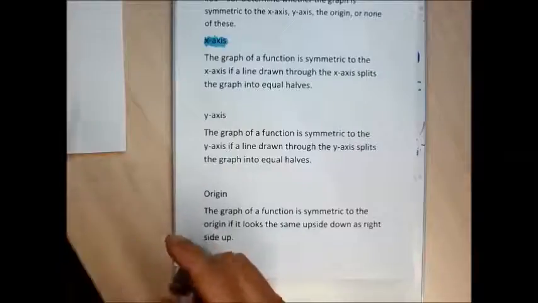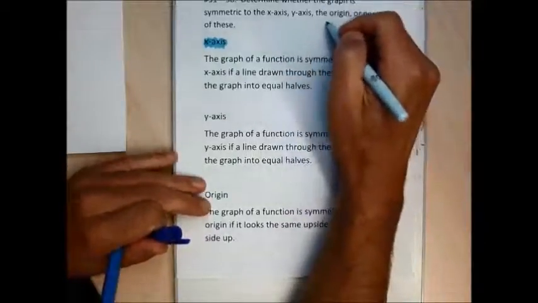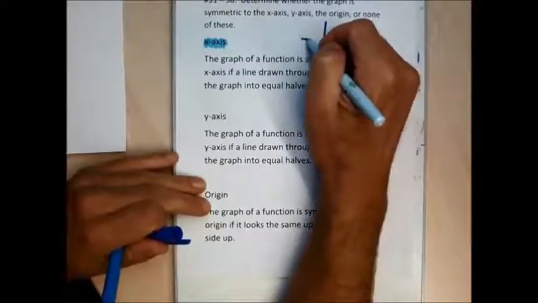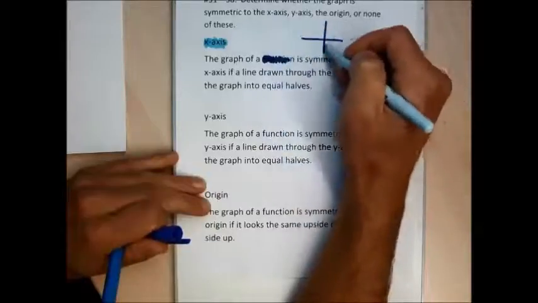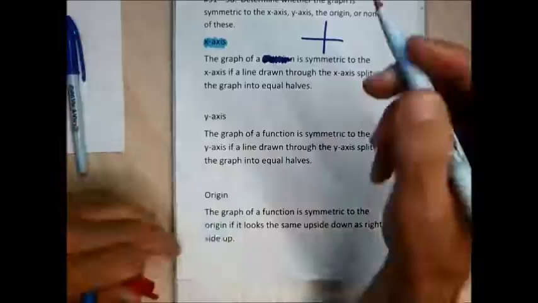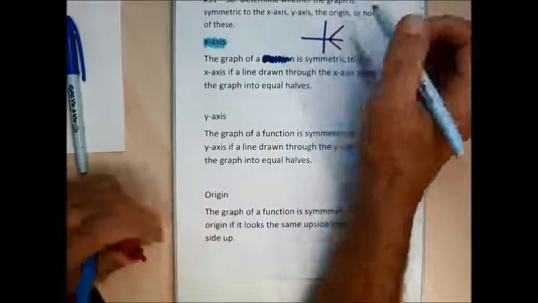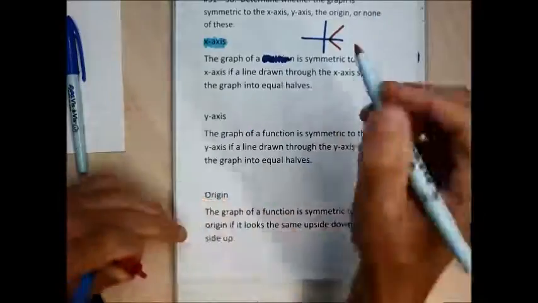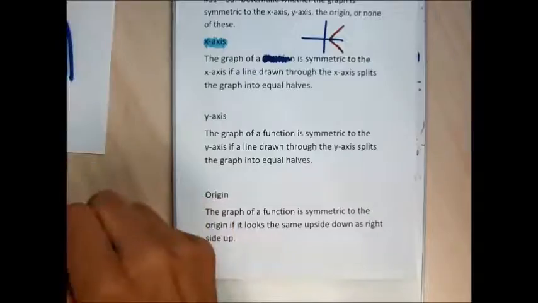Basically, a graph of a function, actually a graph, it's technically not even a function, a graph of an equation is symmetric to the x-axis if we can draw a line through the x-axis that would cut the graph into equal halves. So let me just make a random graph here that has symmetry to the x-axis, at least as symmetric as my cruddy drawing can make evident.